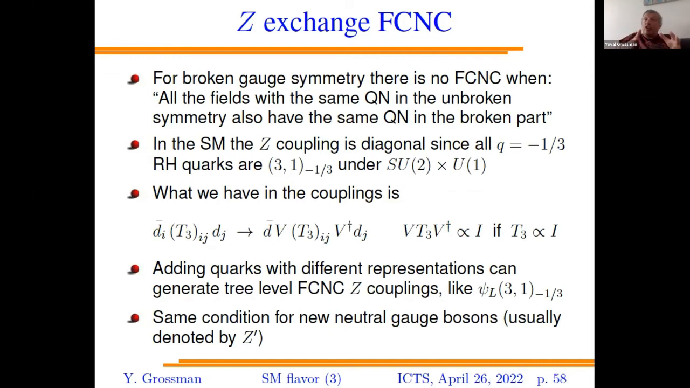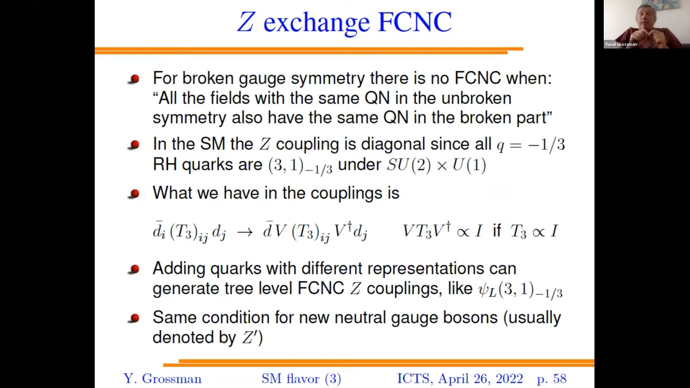Okay, I hope you get the following point. The fact that Q is equal to T3 plus Y tells us that there are infinite ways to get particles with the same Q, but they could have different T3 and different Y. In the standard model, however, all the fermions with the same electric charge have the same T3 and the same Y. Okay?